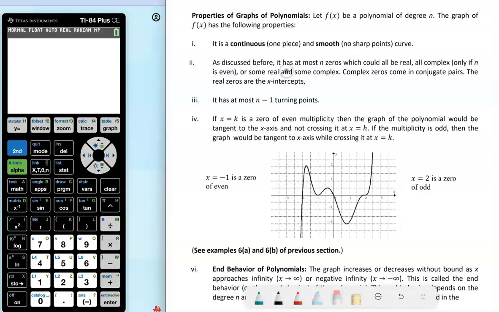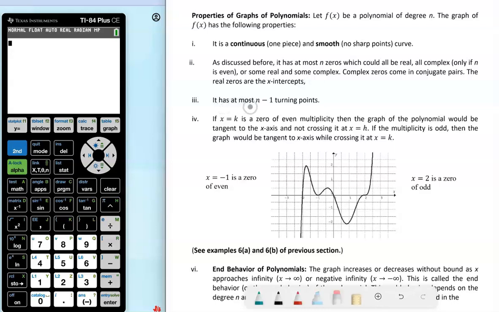Point 2, it has at most n zeros, the degree power. It has at most n zeros, which could all be real, all complex, or some real and some complex. Complex zeros come in conjugate pairs, and real zeros are x-intercepts. And that's the main focus of section 2.2. So if you need a review on that, go watch those videos.